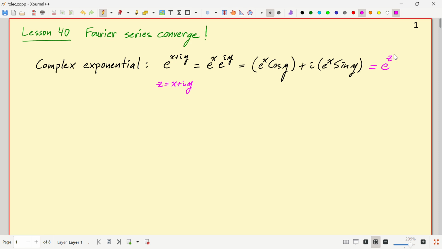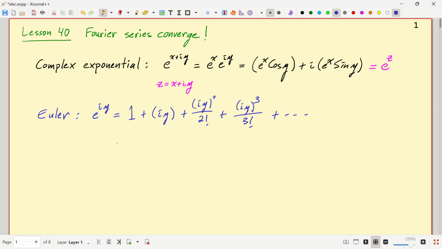In fact, it was invented for thinking about trigonometric functions. Euler is famous for the Euler identity, which is that e to the iy is... let's see. Last time I came up with a power series for the exponential, that would be 1 plus iy plus (iy) squared over 2 factorial plus (iy) cubed over 3 factorial, etc.